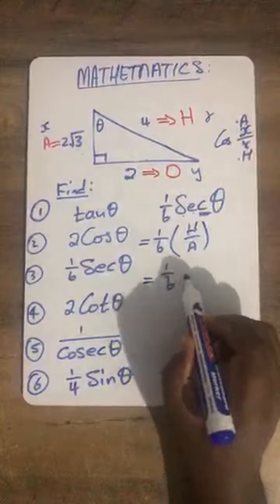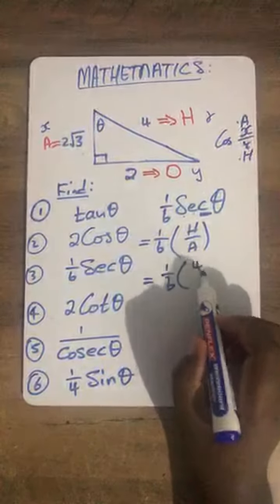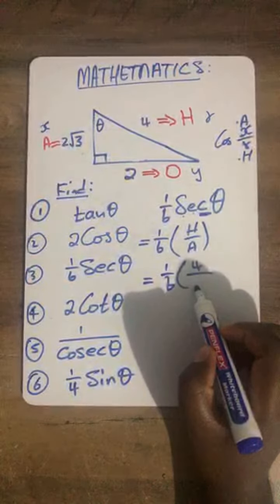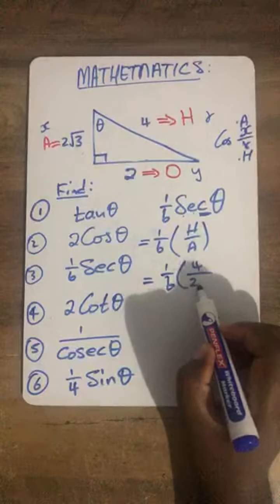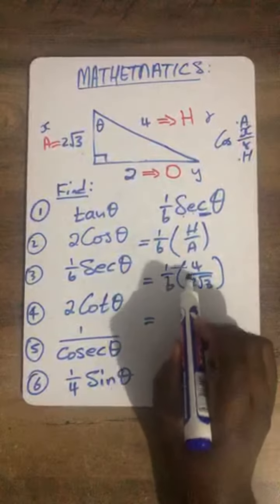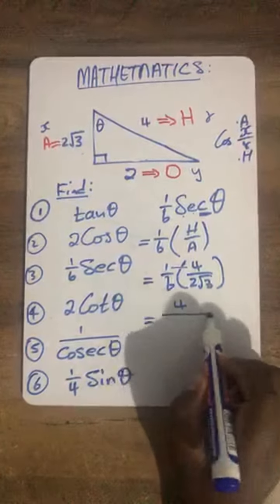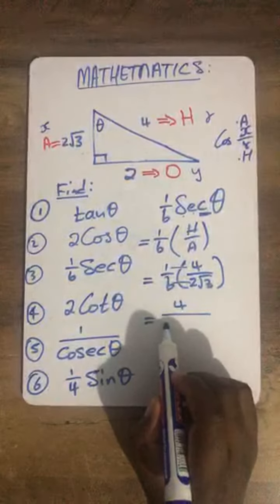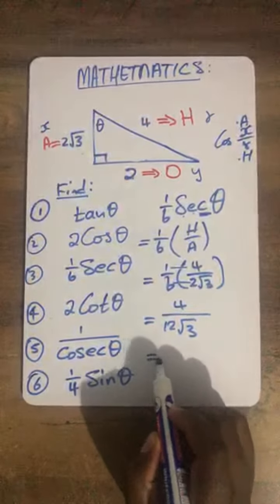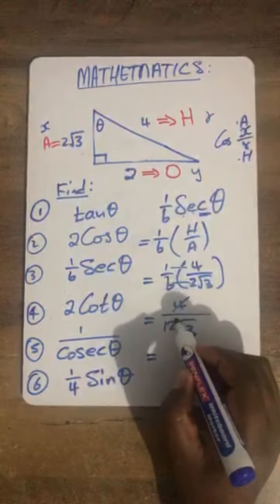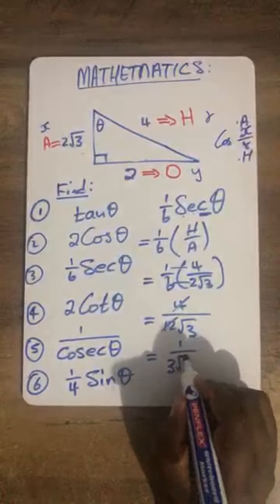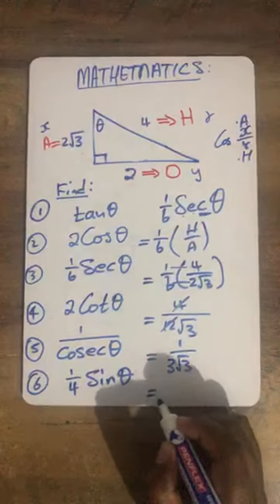So you have 1 over 6. What is your h? It is 4. What is your a? It is 2 square root of 3. So now you multiply: 1 times 4 is 4 over 6 times 2, which is 12, and then the square root of 3. From there, 4 over 12 becomes 1 over 3, so you have 1 over 3 square root of 3.